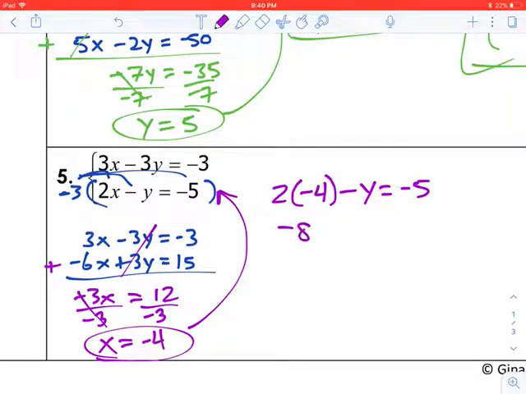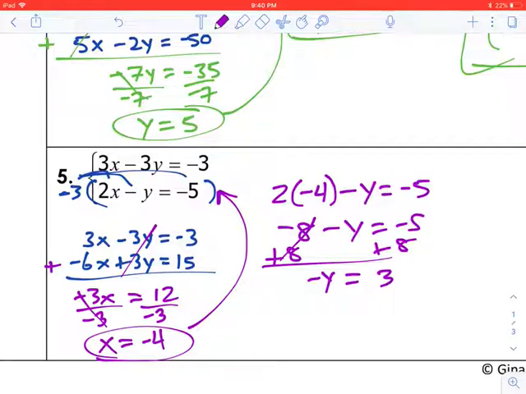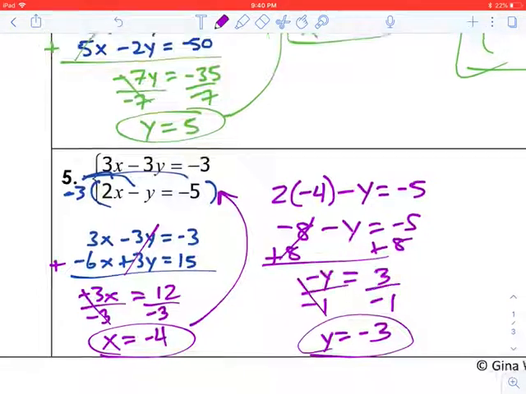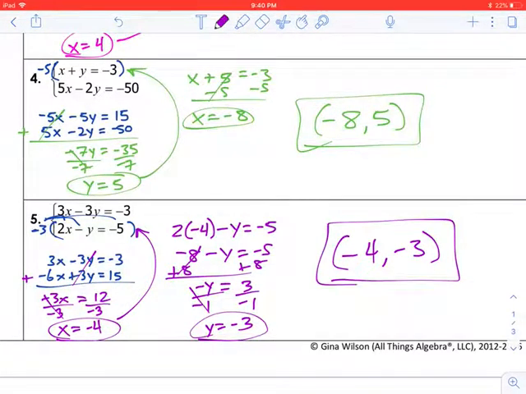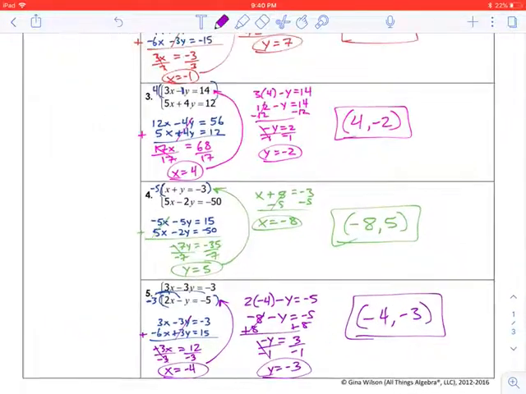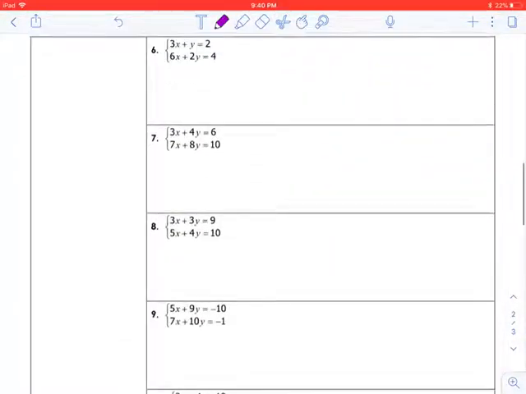That's negative 8 minus y equals negative 5. Add 8 to both sides. That's negative y equals 3. Divide by negative 1, and we get y equals negative 3 for our final answer. So x comma y, negative 4, negative 3. Final answer.